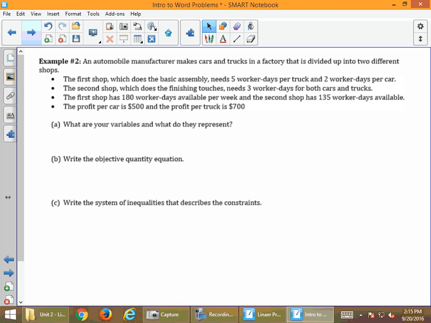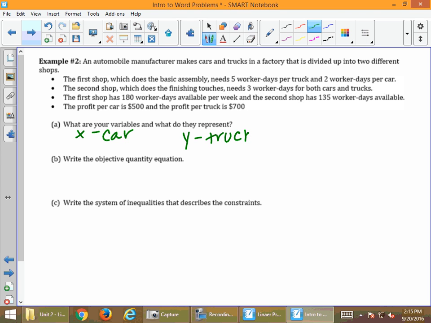Very first step, what are your variables? AKA, what are our 2 products? Think products, an item you're selling. Yeah, trucks and cars. Good. So I always like to use X and Y. I'm going to say X is cars, Y is trucks. Some of you are like, oh, but C and T make more sense. It gets confusing when you graph. So when we graph, we like to do X and Y. Okay?